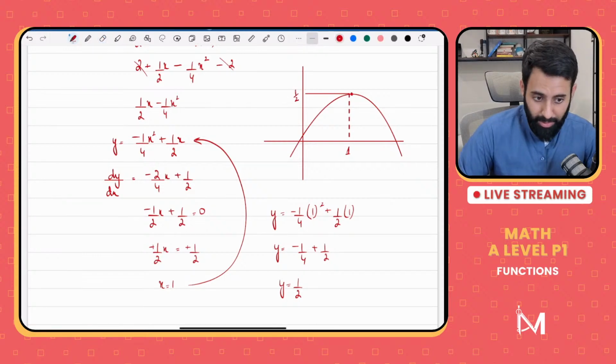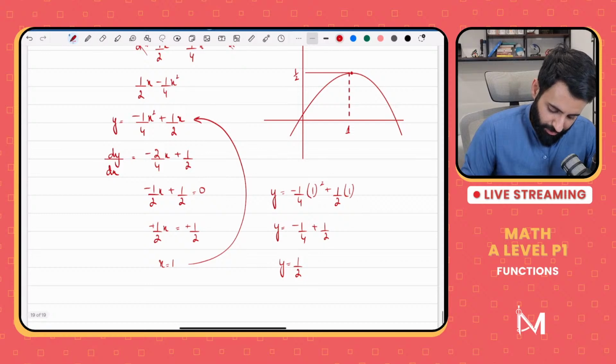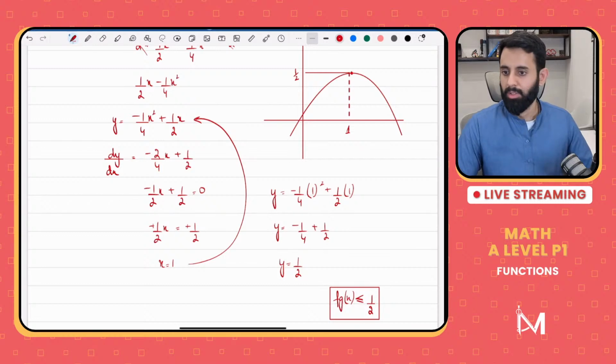And what are we supposed to do? We're supposed to write down the range. So the range of f of g of x, as you can see, the maximum point is half and everything else is going to be lesser than half. So that means it's lesser than or equal to 1 upon 2. And there you go. That's the answer.